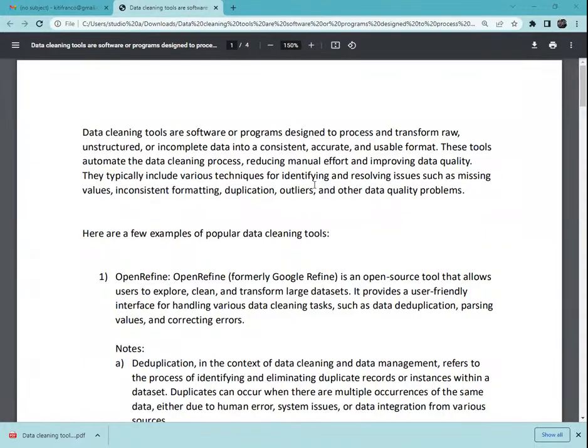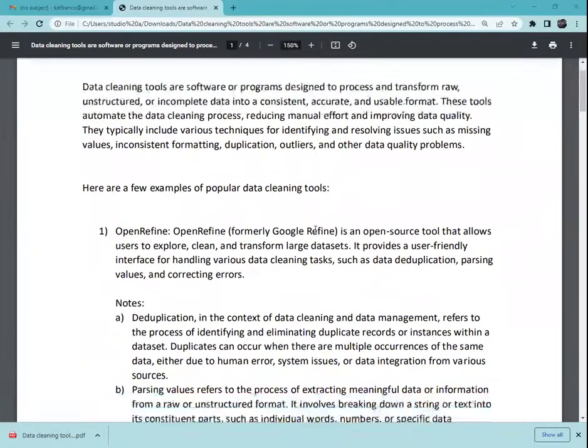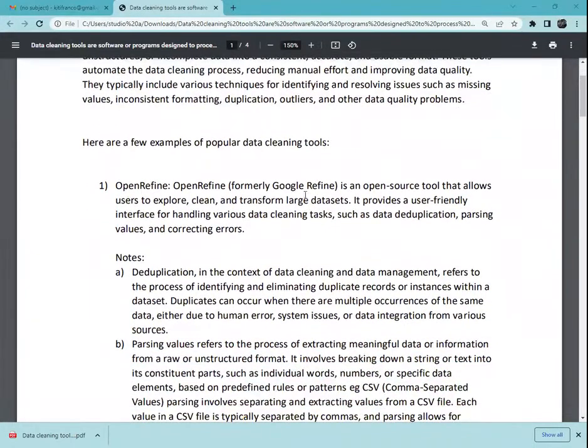Here are but a few examples of data cleaning tools. The first one is the famous Google OpenRefine.